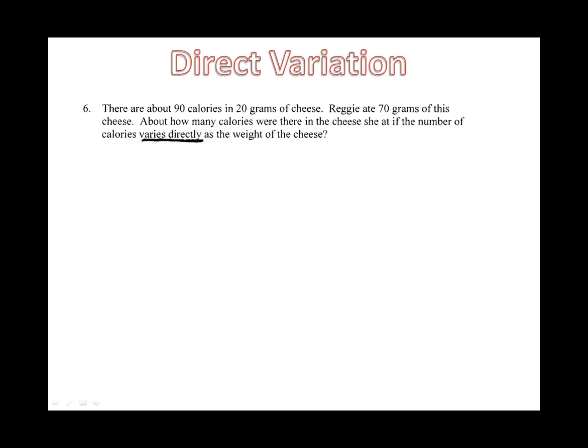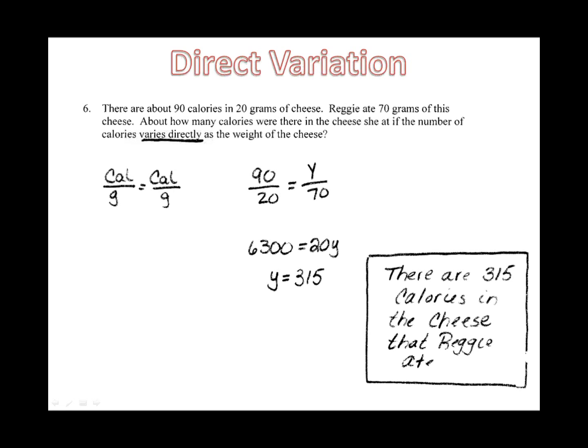How many calories were in the cheese that she ate if the number of calories varies directly as the weight of the cheese? Varies directly means I have a proportional relationship. And so I'll set up a proportion, calories in grams. That gives me 90 calories in 20 grams, Y calories in 70 grams. And now I cross multiply and I solve the resulting equation. It turns out that in the cheese, the 70 grams, there were 315 calories.